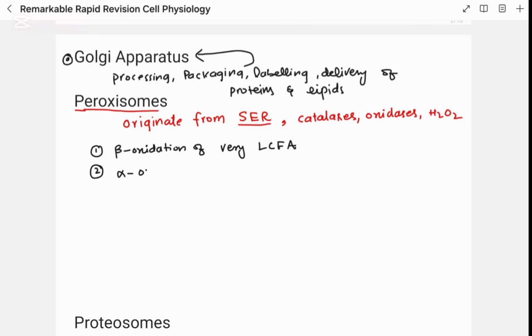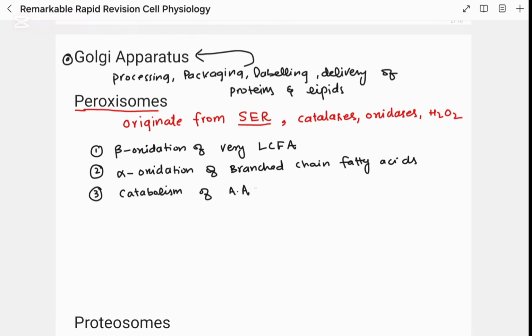Next, alpha oxidation of branched chain fatty acids. It is also a strict function of peroxisome. Third, that you need to memorize is it is involved in the catabolism of amino acids and alcohol, ethanol.